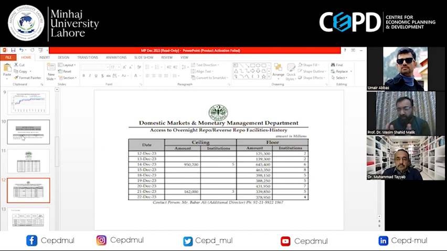For example, if you look at the floor rate, then on 22nd December 2023, and it means yesterday. So yesterday, 4 commercial banks parked almost 379 billion rupees with the State Bank of Pakistan. That is, the State Bank of Pakistan, or you can say the central bank, will pay to these 4 commercial banks an interest rate of 21%, which is the floor rate on this 379 billion rupees.